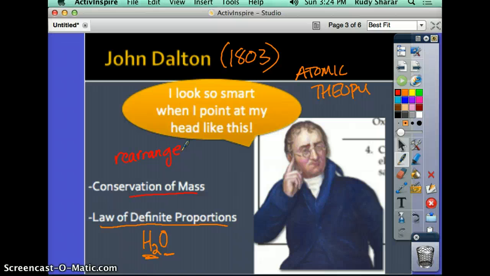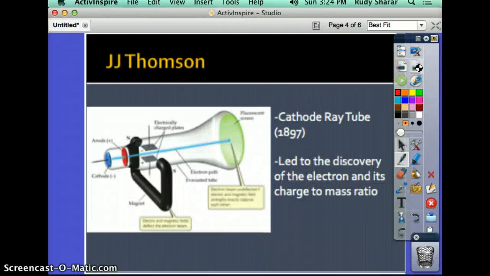So once Dalton had established this tenet that all matter is made of atoms, a lot more research was done into, well, what are these atoms actually made of? And one of the first main experiments was done by a guy named J.J. Thomson back in 1897, where he took cathode ray tubes, which were basically glass tubes like this. They were a vacuum. They had no matter inside.